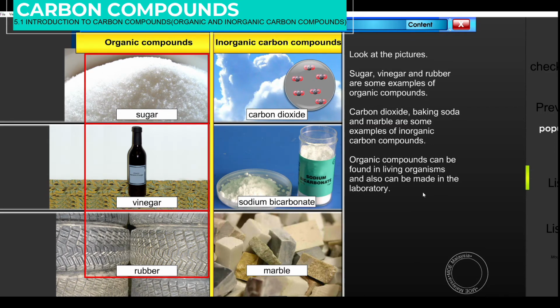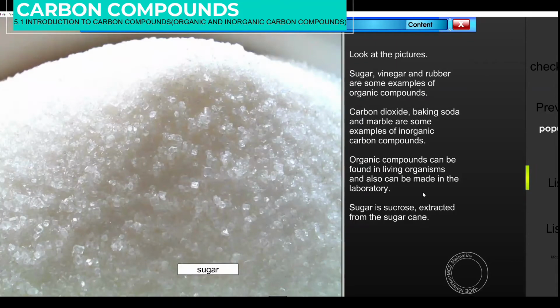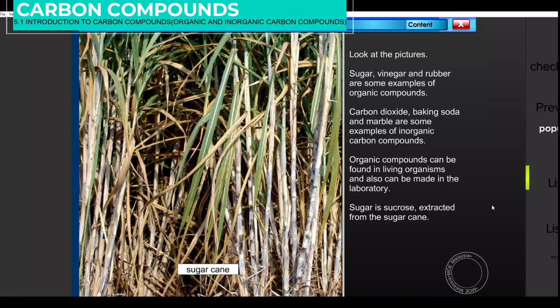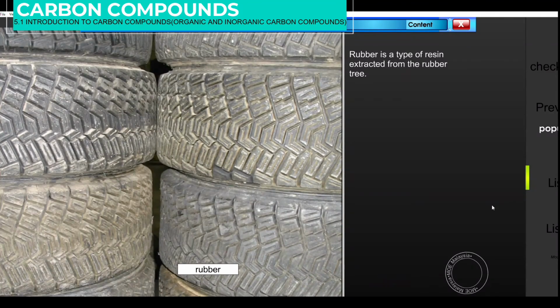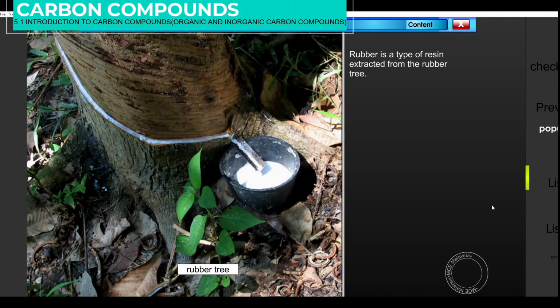Organic compounds can be found in living organisms and also can be made in the laboratory. Sugar is sucrose extracted from the sugar cane. Vinegar is acetic acid which is produced through fermentation. Rubber is a type of resin extracted from the rubber tree.